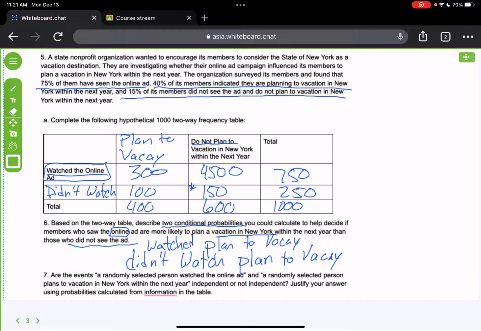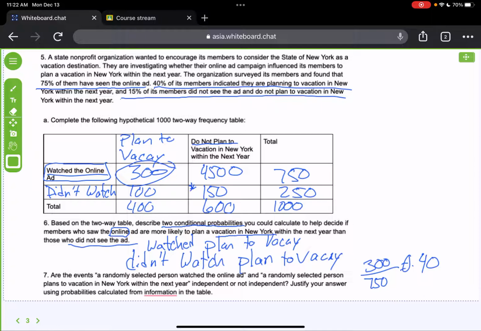So, are the events a randomly selected person watched the online ad, which would be this one, and a randomly selected person plans to vacation in New York City independent? Okay, so we're looking at that. Justify your answer. So let's look at the ones that watch the ad, that plan to attend. Well, that's going to be 300 out of 750. And that's going to equal 0.4, so about 40%.